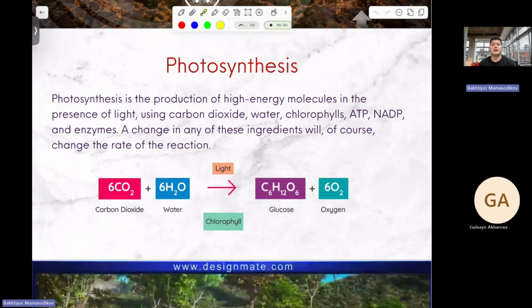So light, carbon dioxide, and water, with the help of chlorophyll and sunlight, are going to make glucose and oxygen. Glucose is food for plants as well as for us, and oxygen is important for our survival. So I hope you understood this process.